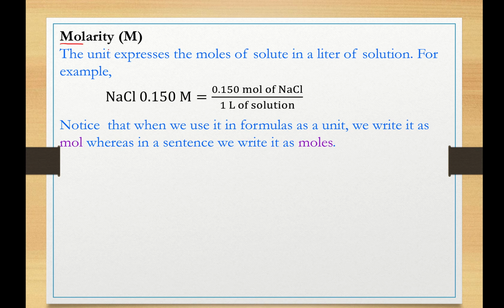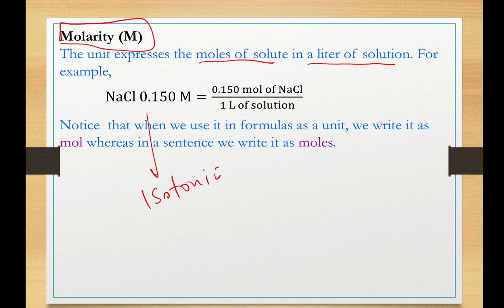Molarity now. This is a very common unit used in every science, not just pharmaceutical sciences. It expresses the moles of solute per 1 liter of solution. As you can see here, sodium chloride 0.15 molar. This is the isotonic solution. We're going to study isotonic solutions later. It is equal to 0.15 mole of sodium chloride over 1 liter of solution.